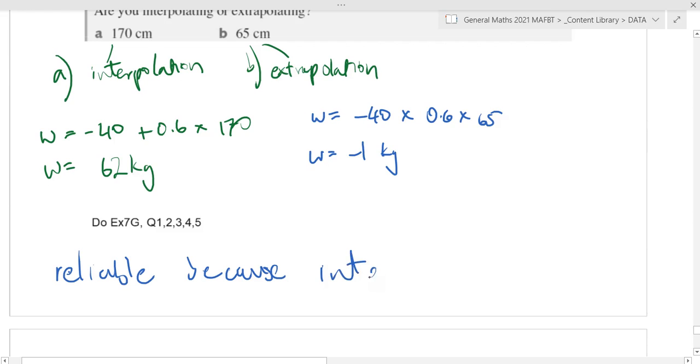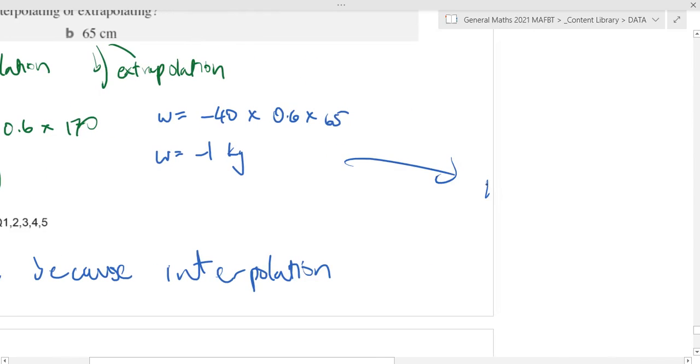interpolation. You actually have to write this in your year 11, mainly because when it comes to interpreting all this stuff, they like it when you write sentences. So you have to say reliable because interpolation. The other option is not reliable, and why do you think that is, guys? Because extrapolation. Yeah, so you actually have to write this.